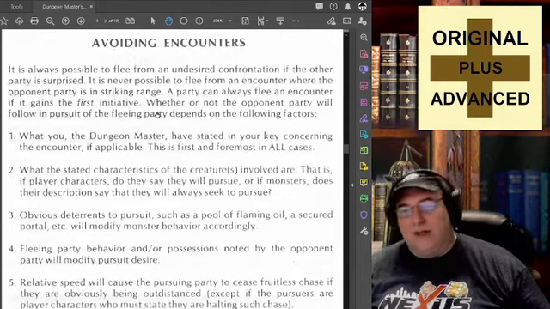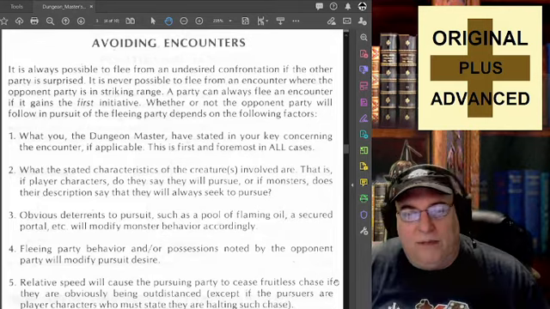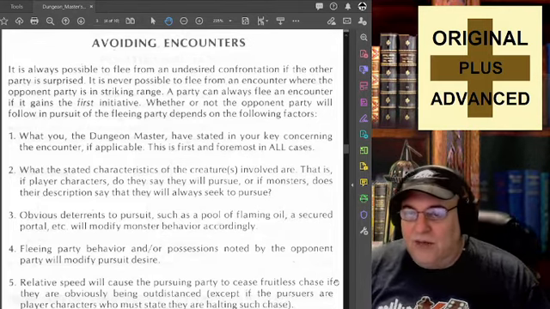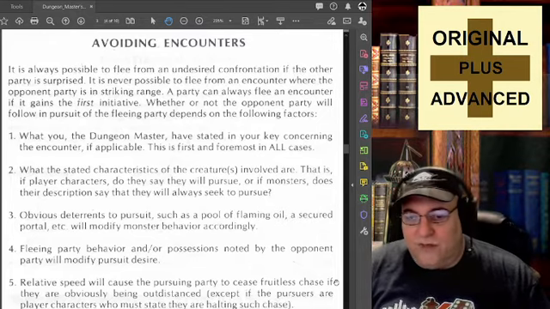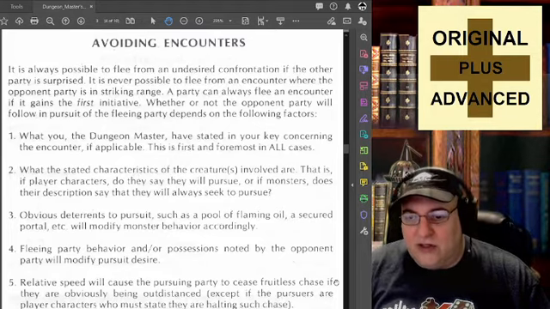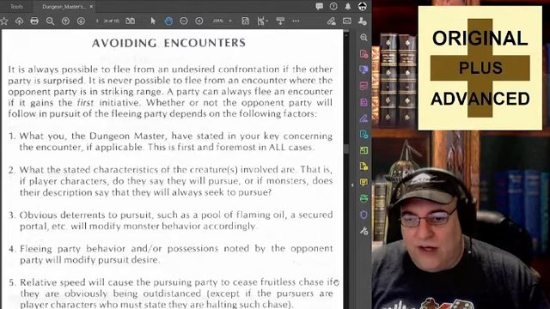Avoiding encounters. This is an interesting thing to add into this supplement. It is always possible to flee from an undesired confrontation if the other party is surprised. It is never possible to flee from an encounter where the opponent party is in striking range. The party can always flee an encounter if it gains the first initiative.